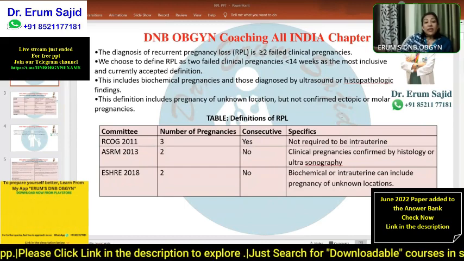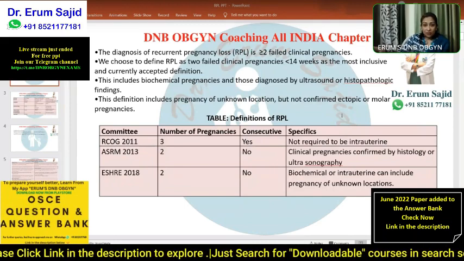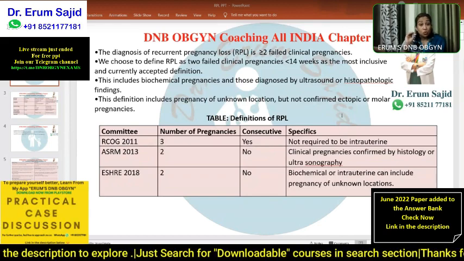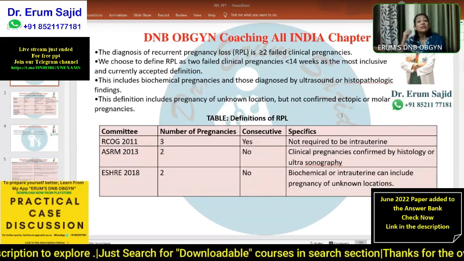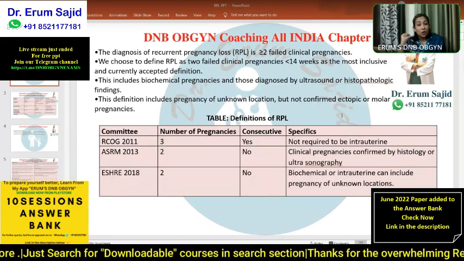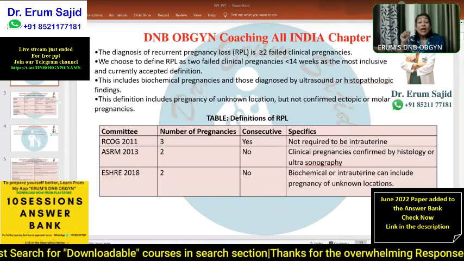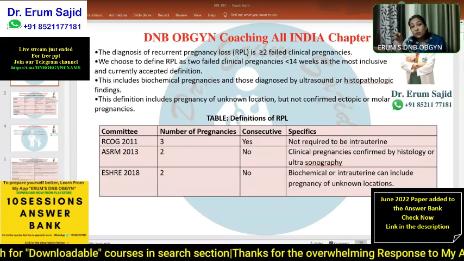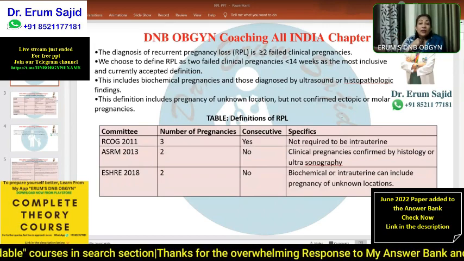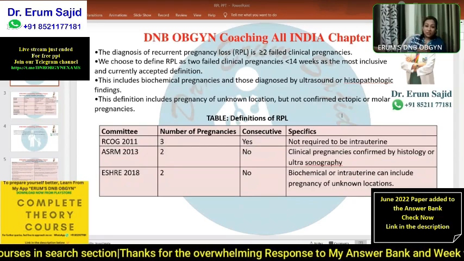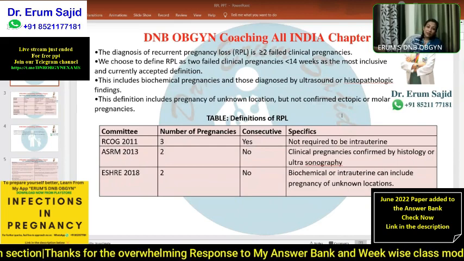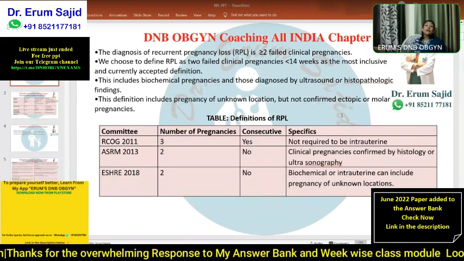So what RCOG says, it includes 3. That means just imagine a patient has already lost 2 known clinical pregnancies, and still you are sitting over it because you were waiting for the 3rd to happen, and then you will start calling it recurrent pregnancy loss. And these have to be consecutive losses. And it's not required to be intrauterine. That means it includes ectopic as well, the confirmed ectopics also, and biochemical pregnancies also.